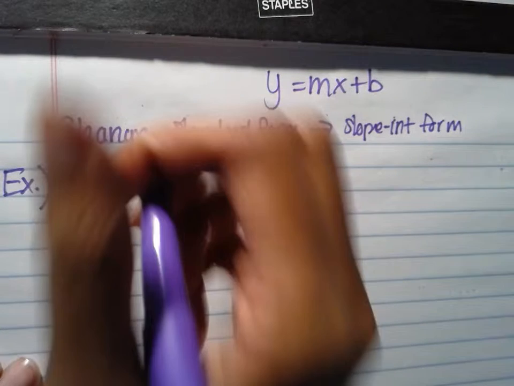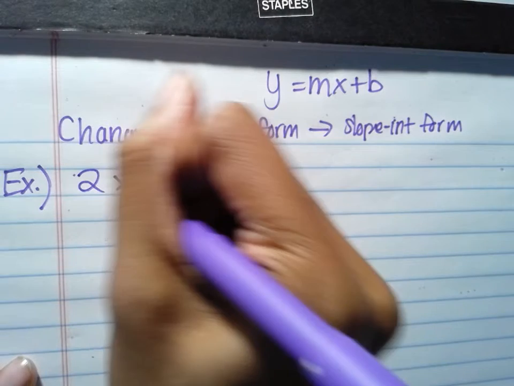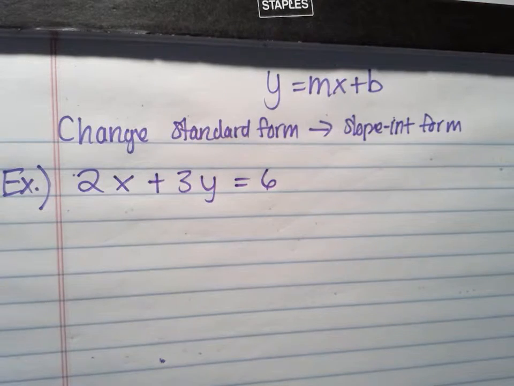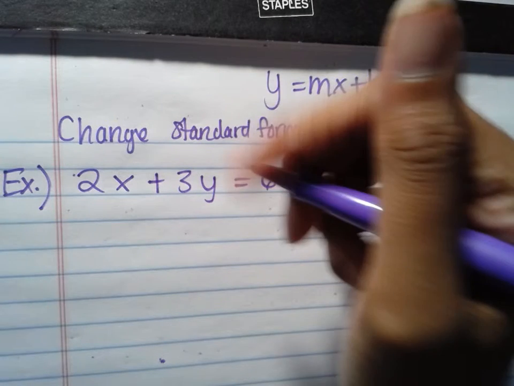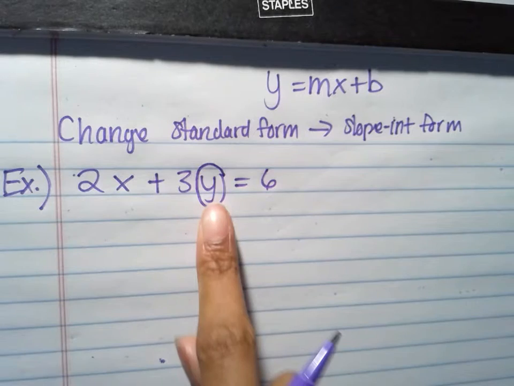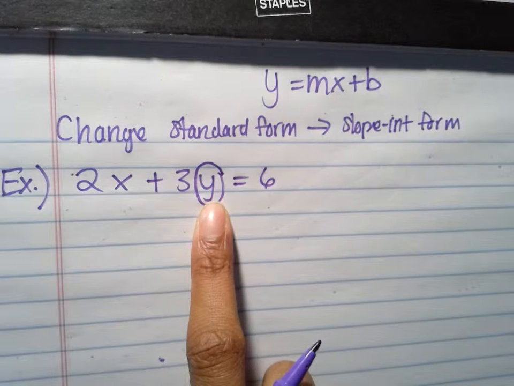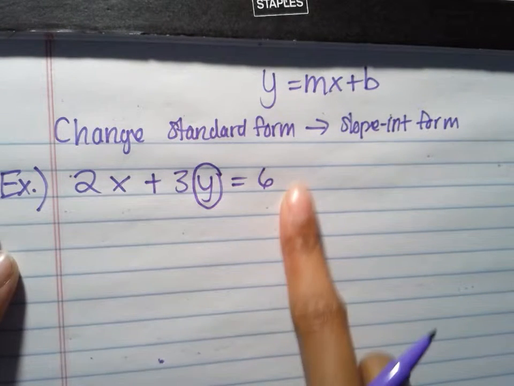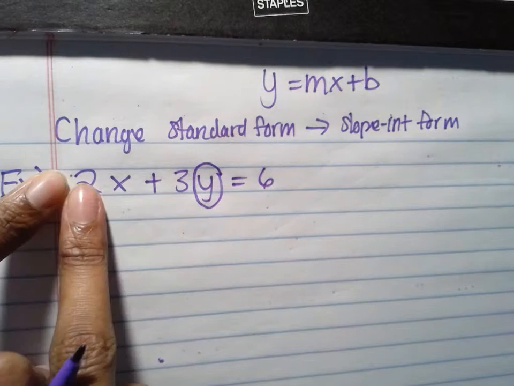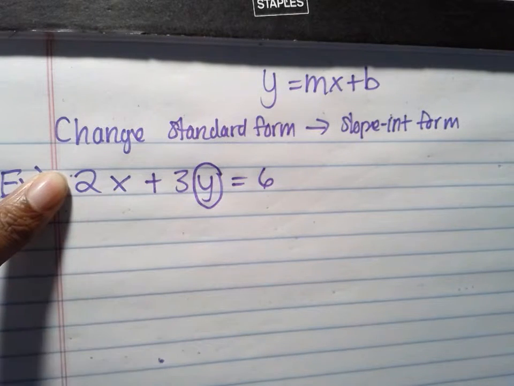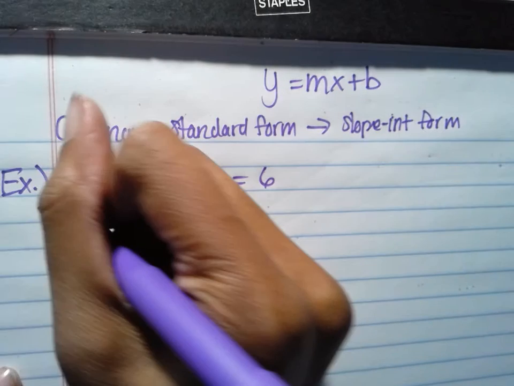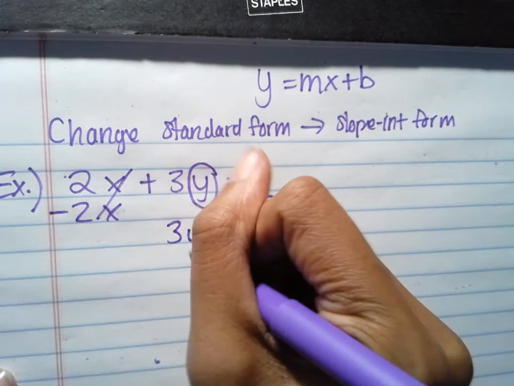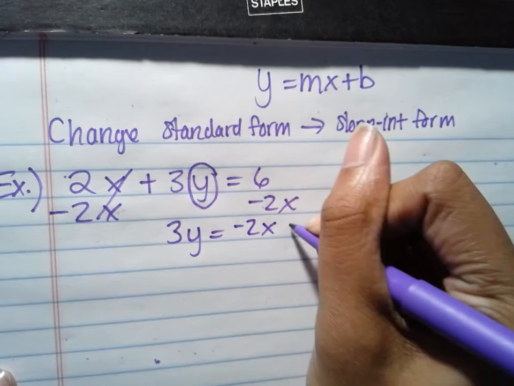We have 2x plus 3y equals 6. So the goal is getting y all by itself on one side of the equal sign. So I'm going to look at where my y is. All right, it is right here, right next to that 3. It's right here on the left side. So I need to move the x to the other side. So right now I have 2x here. Well, opposite of positive 2x is negative 2x. So I'm going to minus 2x on both sides. I get 3y equals negative 2x plus 6.